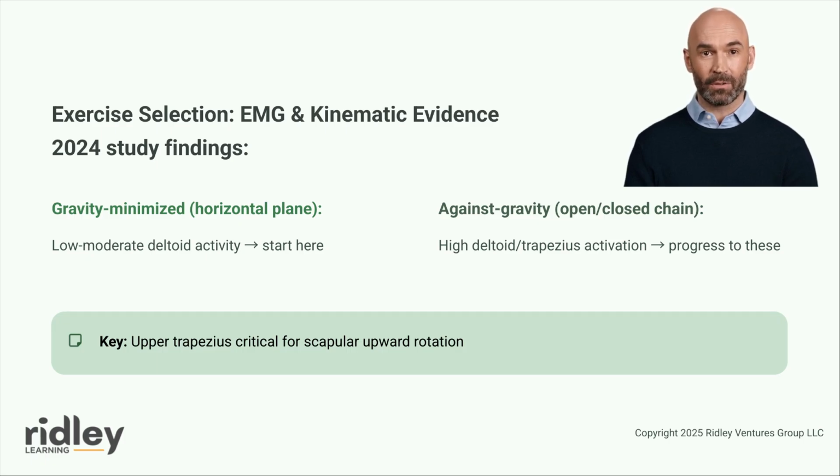Exercises such as forward elevation, scaption, and wall slides optimally recruit scapular upward rotation and are appropriate for inclusion in early and intermediate rehabilitation phases. Conversely, exercises requiring scapular protraction or internal rotation place higher demands on the scapulothoracic articulation and may be more appropriate for later phases when motor control and endurance are better developed.